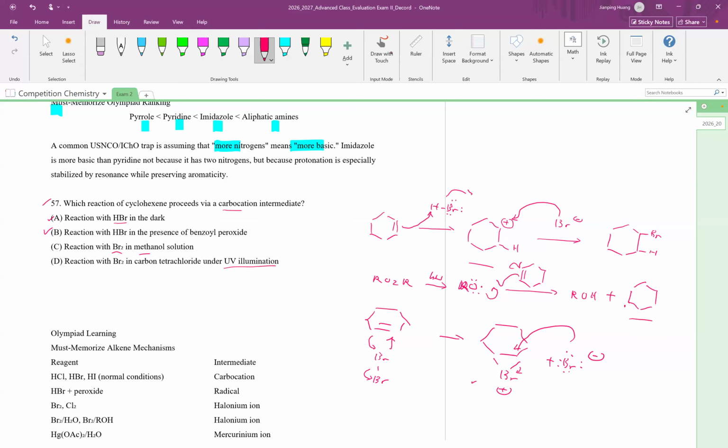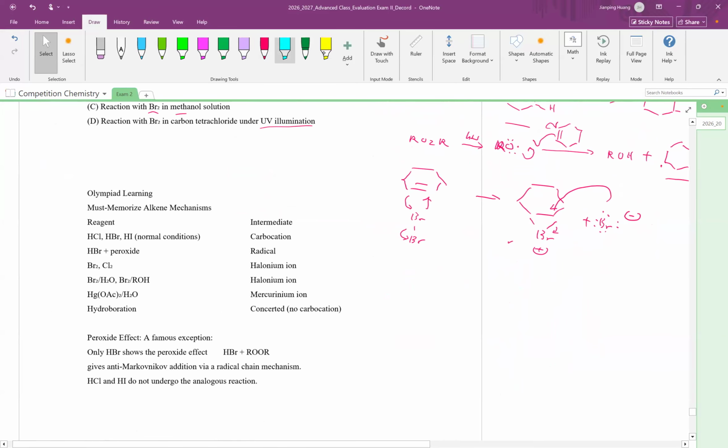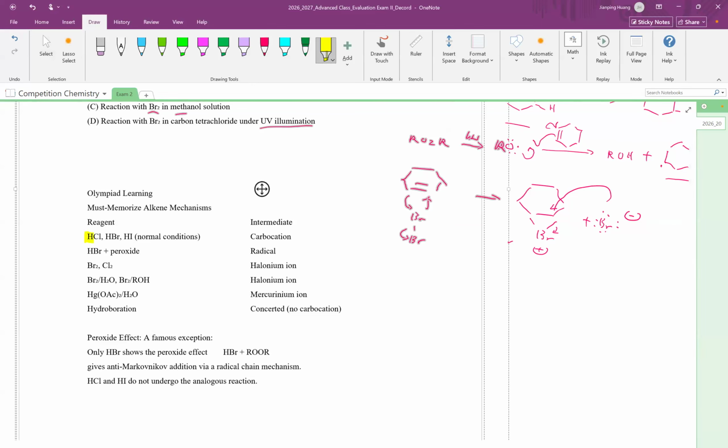Now next one, what's this? UV. You see the UV is what? That one, just the NBS reaction, also is radical, right? UV is radical. Got it? So see here, if you know organic chemistry, it's nothing. This is just a joke. Too easy, right? See, the reagent: if this one is normal condition, you have a carbocation. For this one, you have a radical.